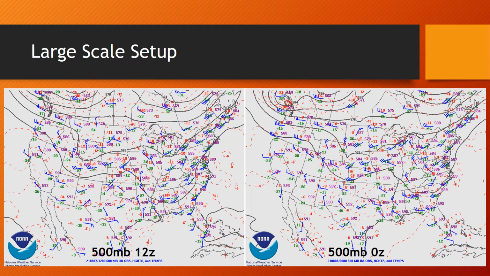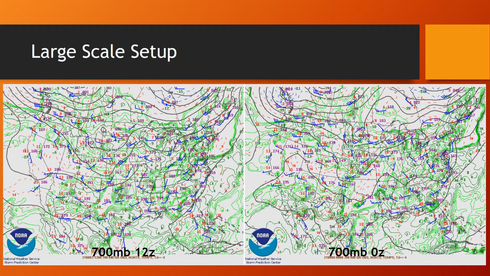Starting off with the large scale setup, at 500 millibars, you can see we have a shortwave trough that is moving in from the west and is actually centered over our area by 0Z. Moving down to 700 millibars, you can see there's really not a lot of movement with this trough, as it remains pretty well centered over our area through the day.